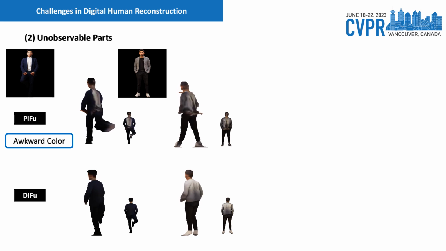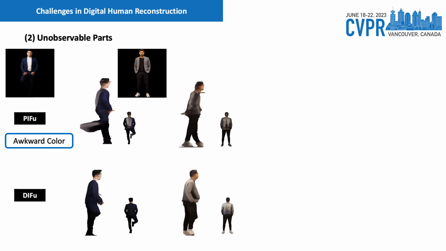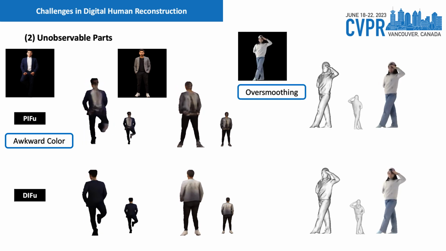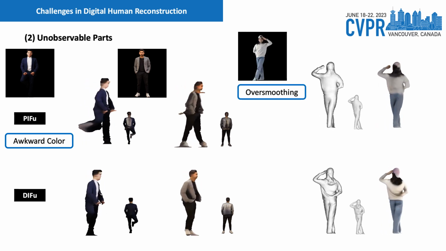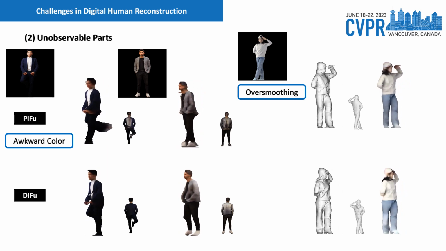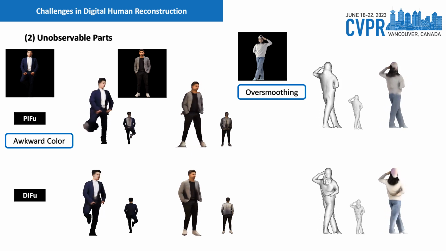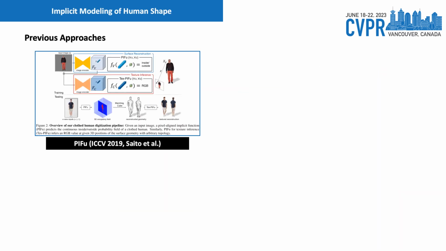Since the single input cannot cover all directions, awkward colors incur in the backside of the model. Oversmoothing can incur during minimizing the objective function of the implicit function. This is a prominent limitation of single input. Solving the reconstruction problem in this manner was initially proposed in PIFu. It successfully reconstructed human shapes and colors using only 2D images, but it had limitations in terms of quality.